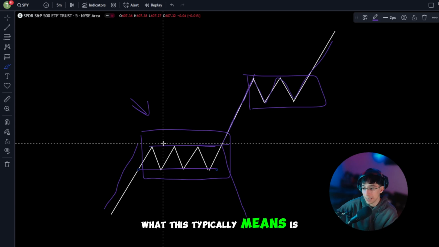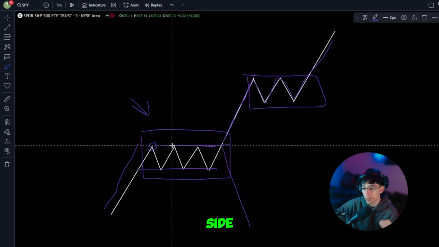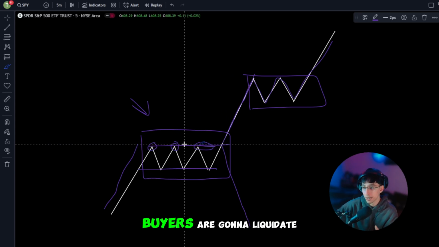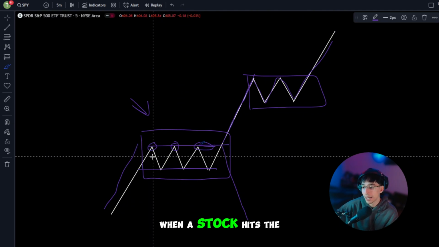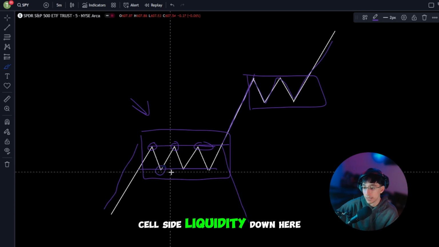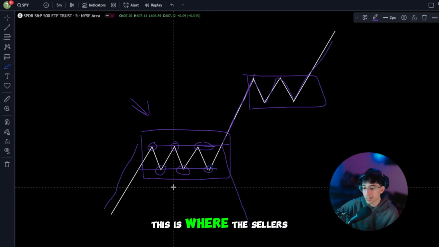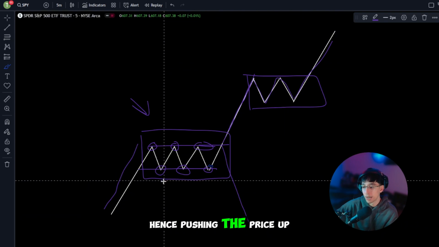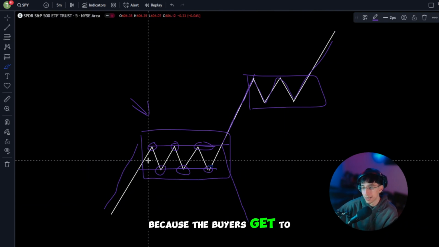What this typically means is when price hits buy side, or the area at the top, buyers are going to liquidate and price is going to reject. Now, when a stock hits the sell side liquidity down here, this is where the sellers get liquidated, hence pushing the price up because the buyers get to step in.